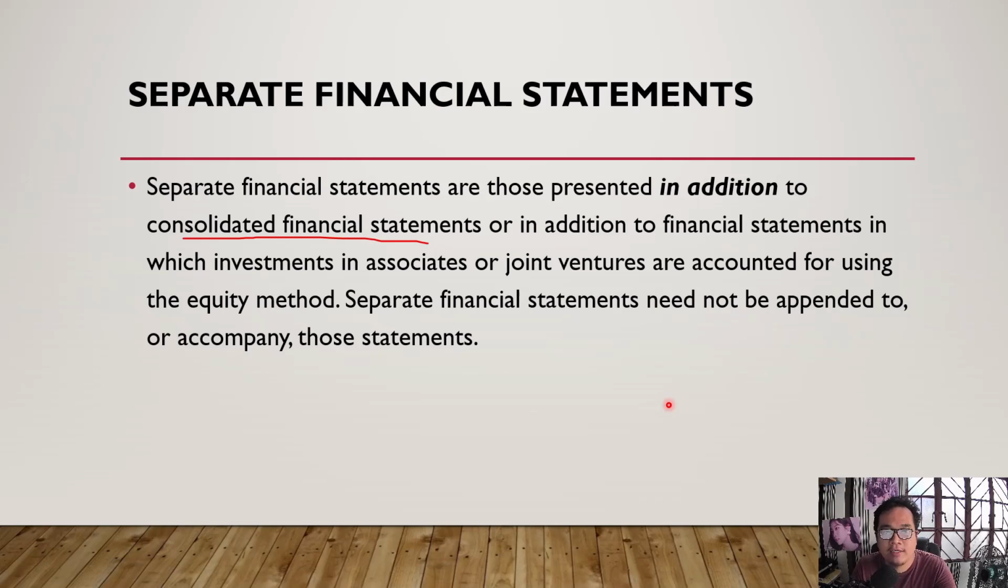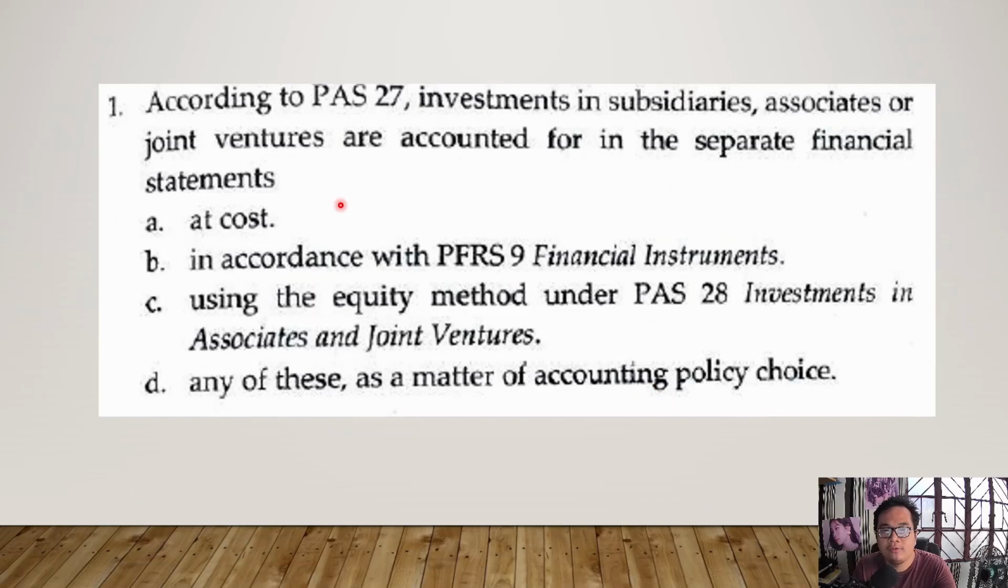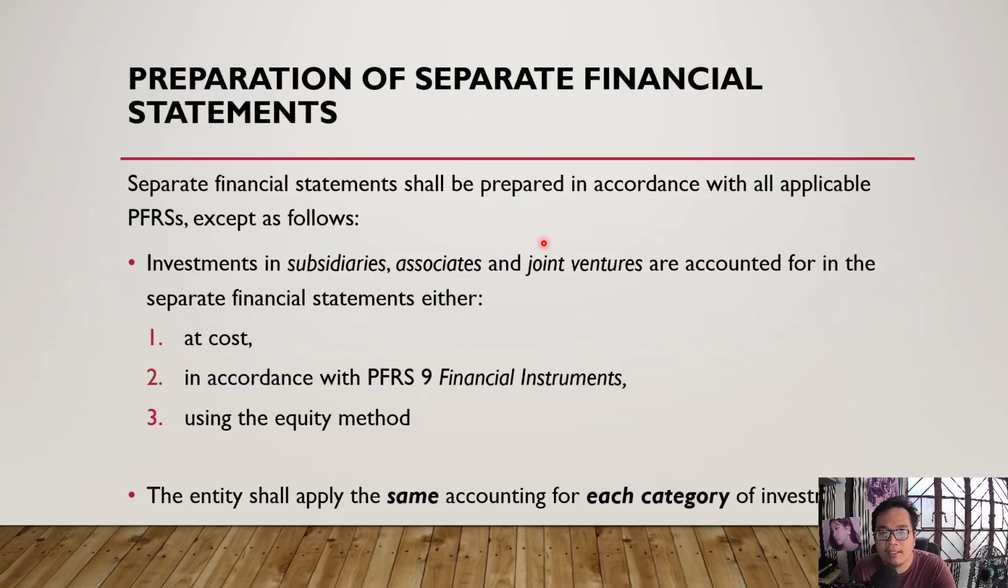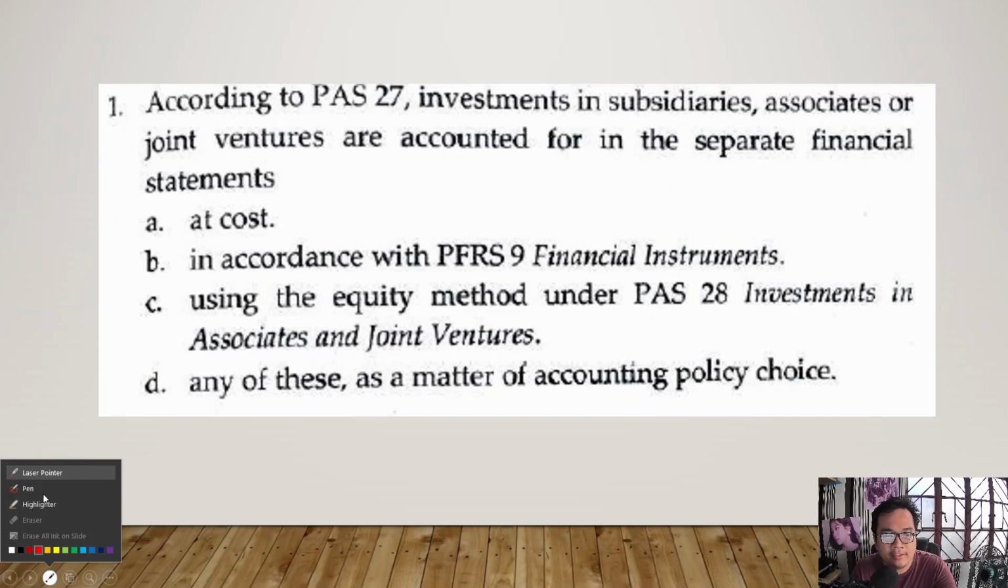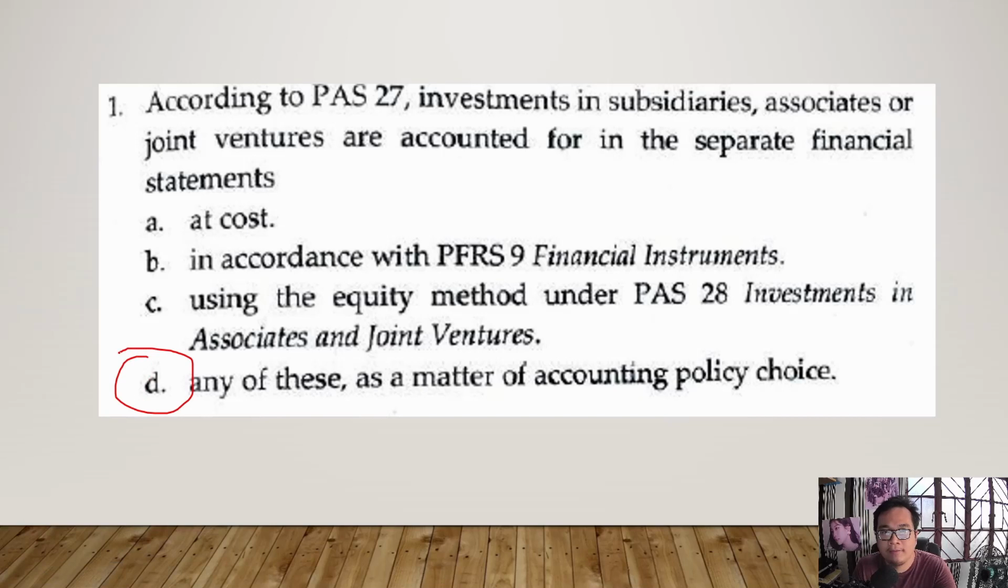So, punta tayo dito. According to PAS 27, investment in subsidiaries, associates or joint ventures are accounted for in the separate financial statements at cost in accordance with PFRS 9, using the equity method under PAS 28, Investment in Associates and Joint Ventures, or letter D, any of these as a matter of accounting policy choice. So, the answer here is letter D. Napakadali lang. Isang question lang ito sa book ni Zeus. So, with that, let's go to our next topic.